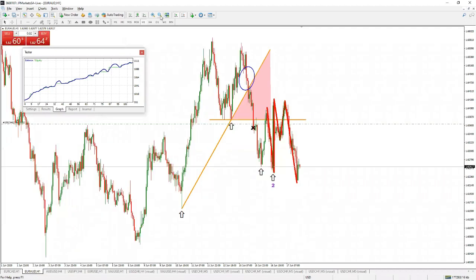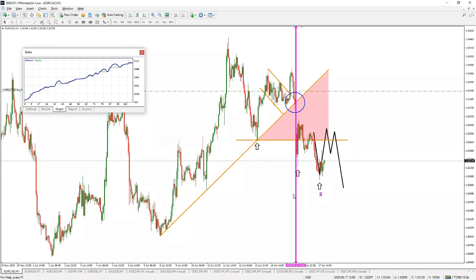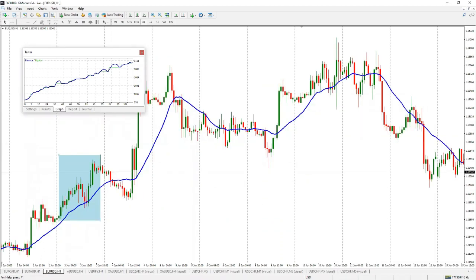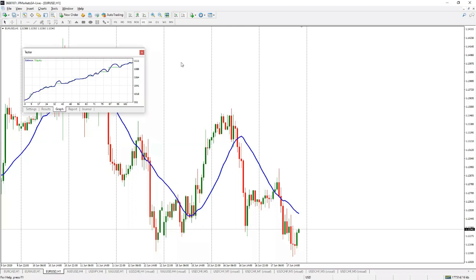So this is what I'm referring to when I'm talking about leading pairs versus the ones that are following. Let's open another euro currency, euro USD. What time frame? H1, and we're looking at it in current time.